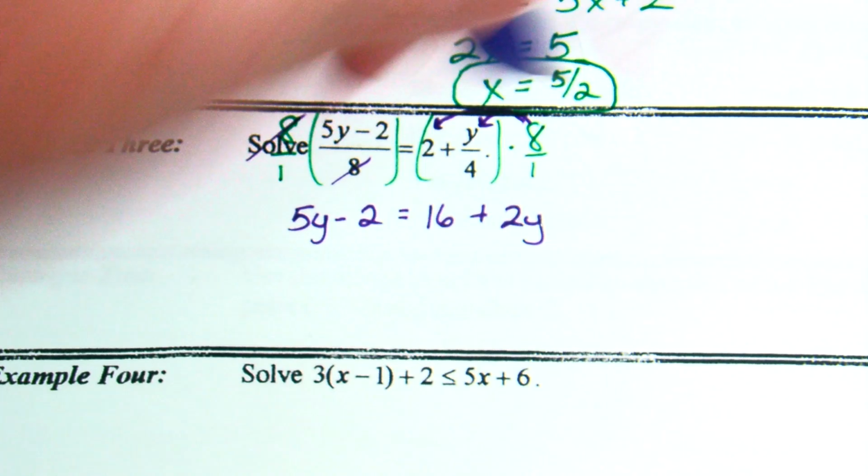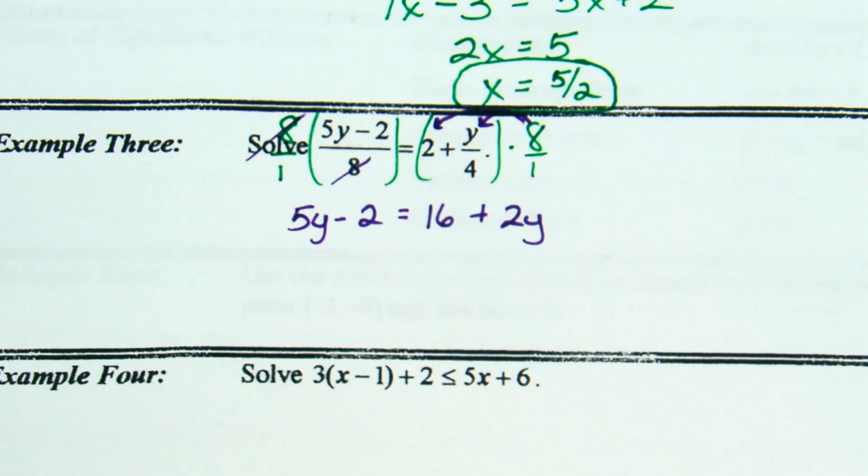Okay. And so 4 cancels, 8 divided by 4 is 2. Once you get those fractions gone, is this a doable problem? Looks much nicer, doesn't it? Okay, so this is where I would say variables to one side, constants to the other side. In this case, I'm going to say what?